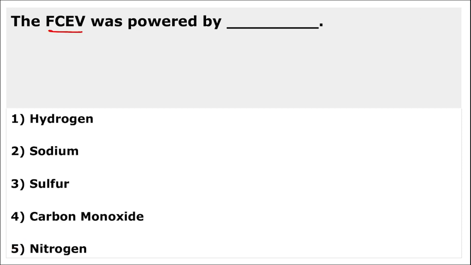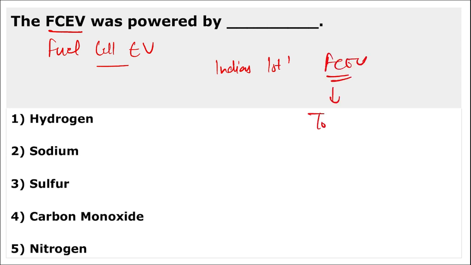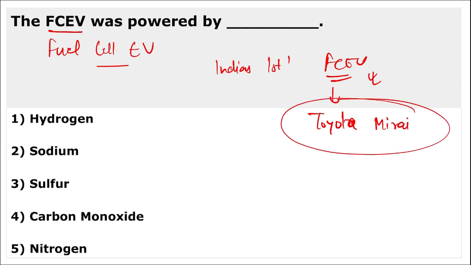Next, FCEV was powered by dash. What is FCEV? FCEV stands for Fuel Cell Electric Vehicle. Here it is saying this fuel cell electric vehicle is powered by whom? First of all, tell me, recently the Ministry of Road Transport and Highways launched India's first fuel cell electric vehicle. What was the name of it? It was Toyota Mirai. Toyota Mirai is the name of India's first fuel cell electric vehicle that was launched by the Ministry of Transport and Highways recently.